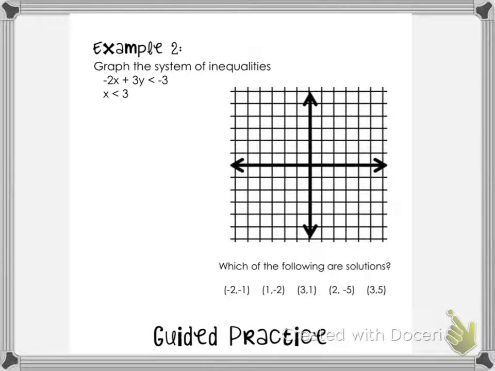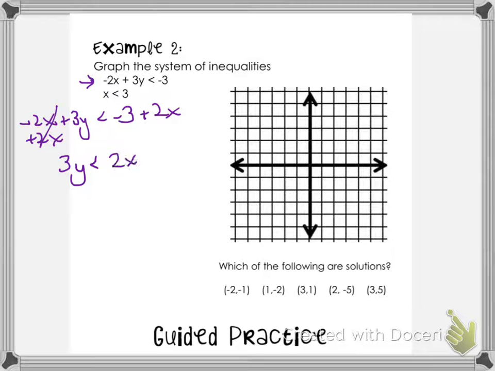So let's graph this example. Graph the system of inequalities. First, we need to write it in slope-intercept form. So let me write it over here. Negative 2x plus 3y is less than negative 3. Let's add 2x to both sides because we want to isolate the y. 3y is less than 2x minus 3, then divided by 3. So y is less than 2/3 x minus 1.